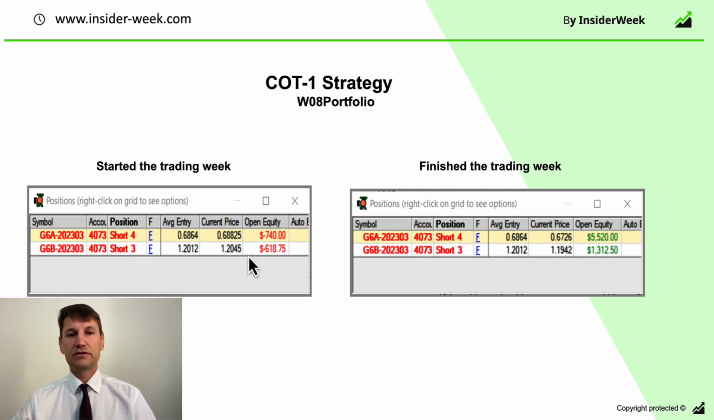Both positions were a little bit in minus. We ended up the week with the same positions. We didn't open new positions, and as you can see, the open equity of both positions is good in plus.